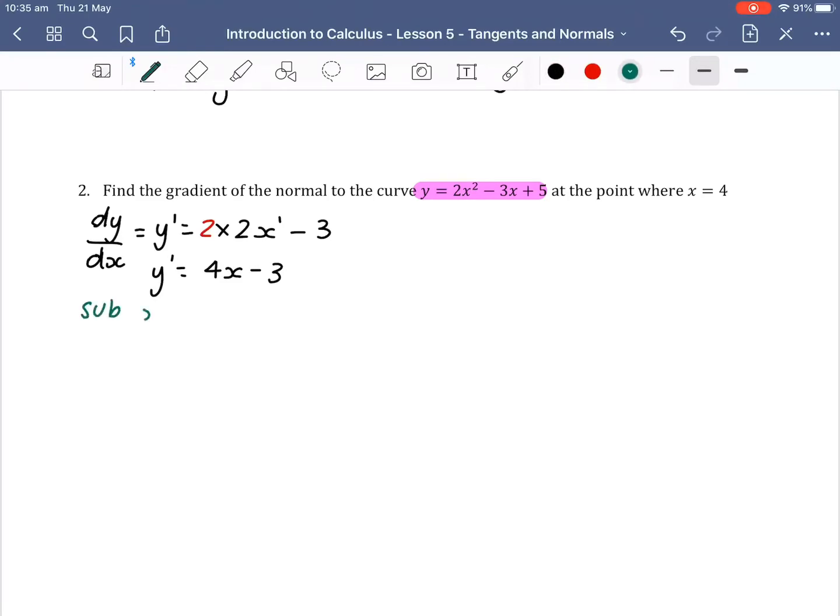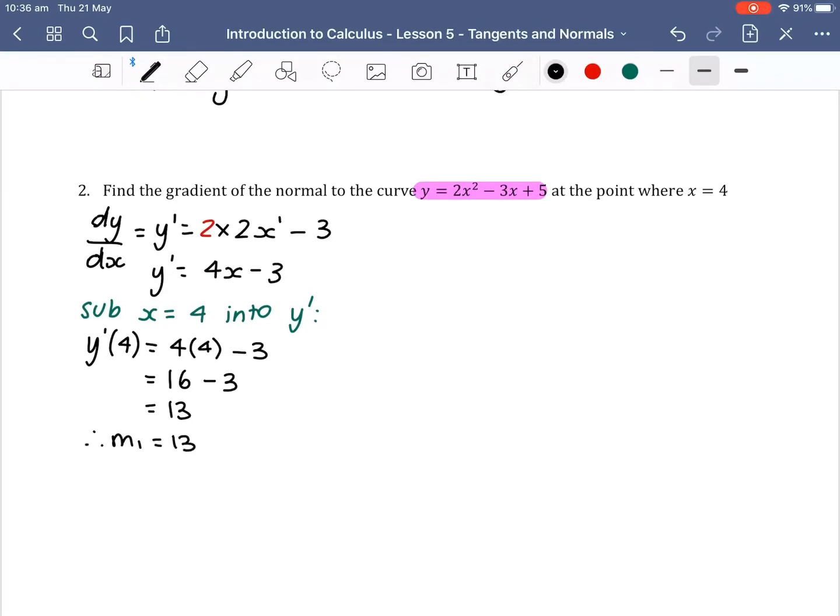And then we need to sub x equals 4 into y dash. So we get y dash when x equals 4 is 4 times 4 minus 3, which equals 16 minus 3, which equals 13. Therefore, our m1 equals 13.